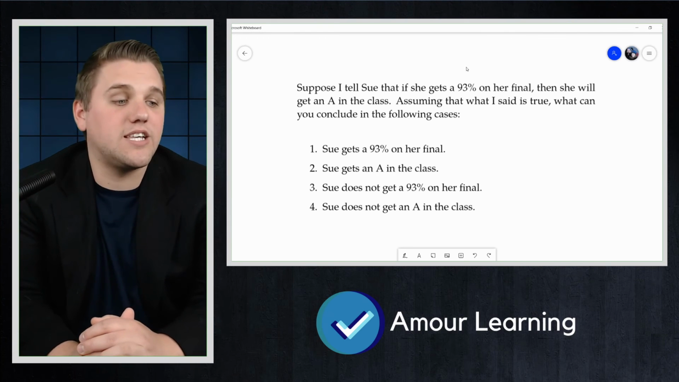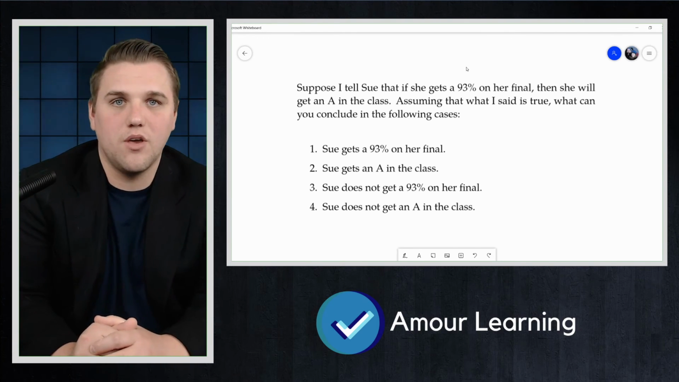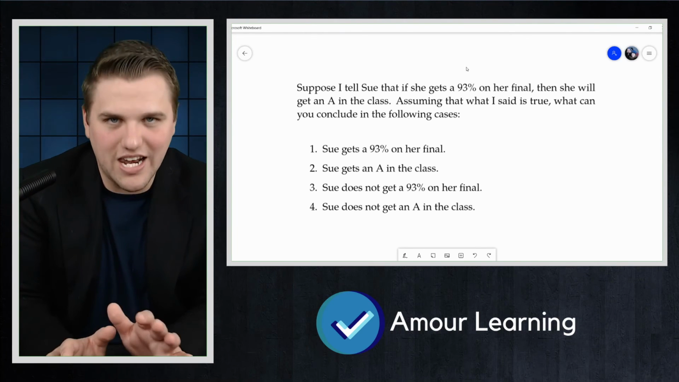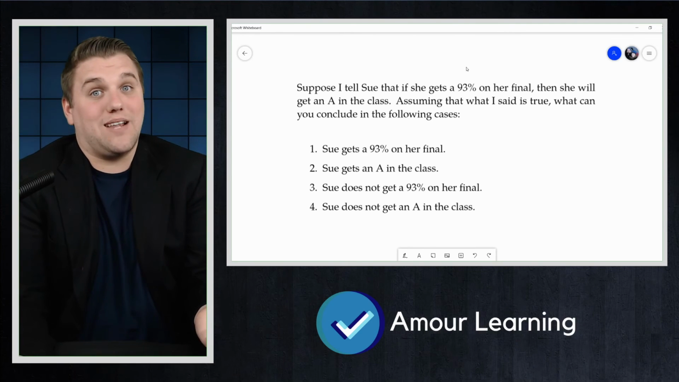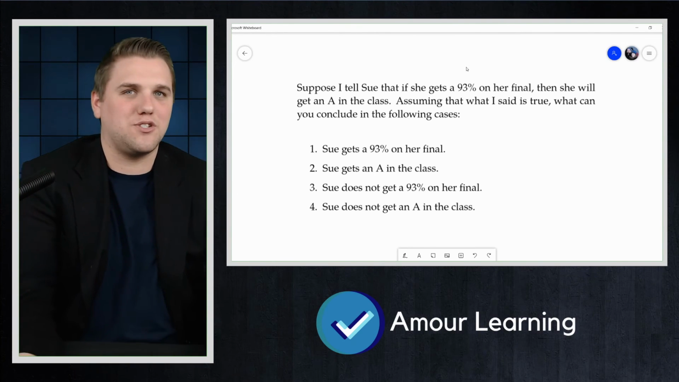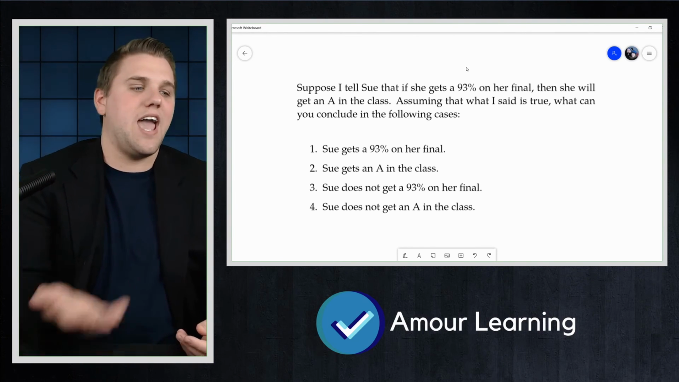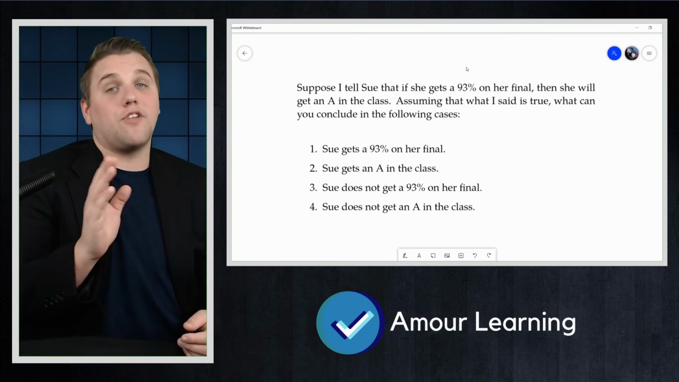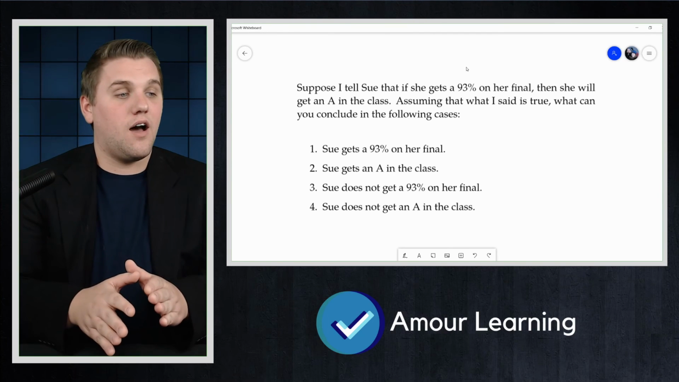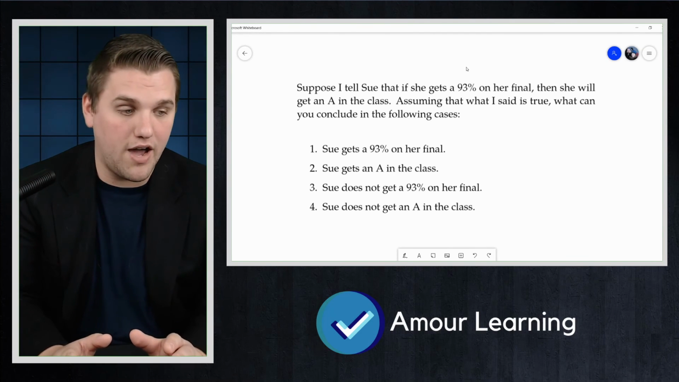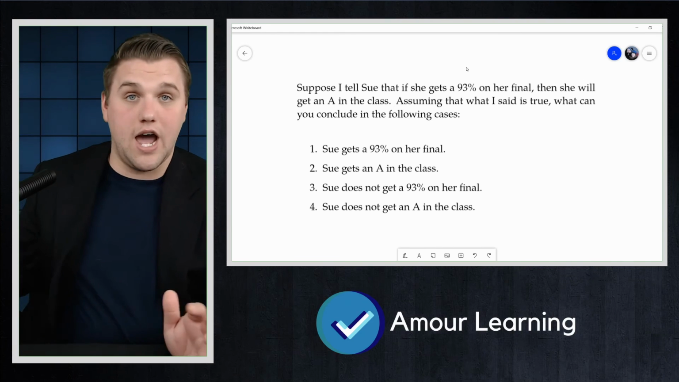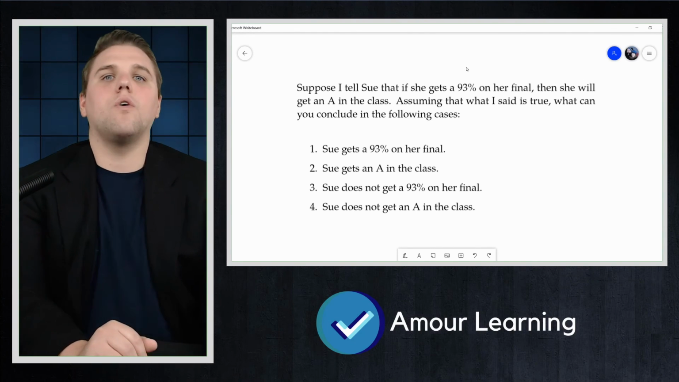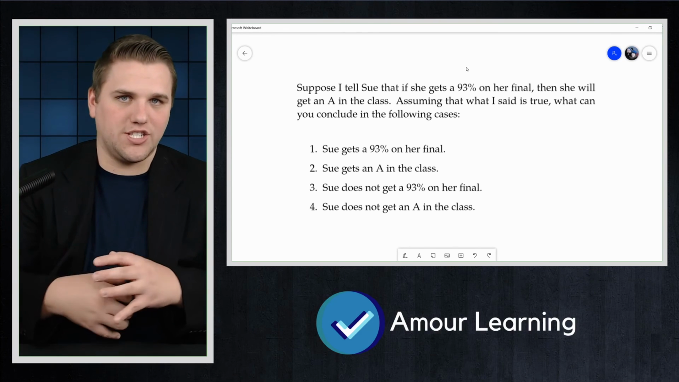And then last but not least, let's say Sue does not get an A in the class. Well, if she didn't get an A in the class, then we can definitely say that she did not get a 93%. Because if she got a 93%, then she would have gotten an A, and it's impossible for me to say that she gets an A and then she doesn't get an A for getting a 93% on her final. So for that reason, we know she didn't get a 93% on the final. She could have gotten a 91 or a 72 or something like that. Who knows?